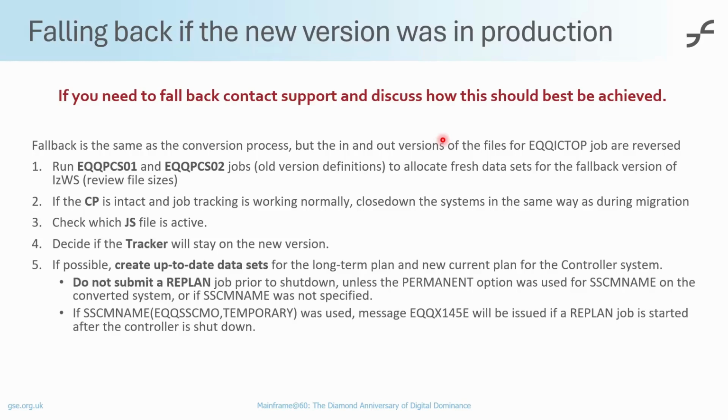You can check which is the JCL, the JS file that is active right now. That will probably be JS1, obviously, because you started with JS1. And decide if the tracker will stay on the new version. But if you did it separately, obviously you won't fall back with the tracker as well, because you probably did it weeks before.